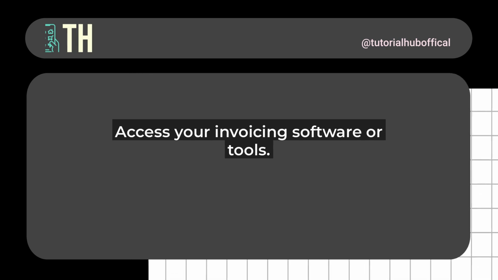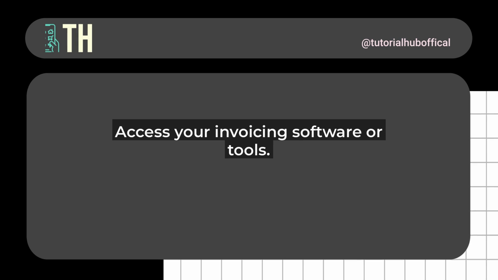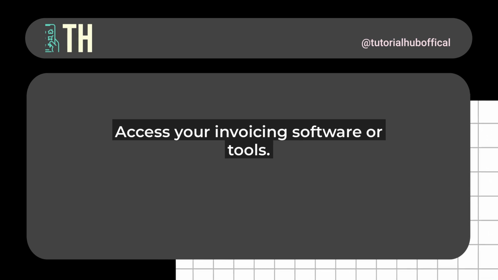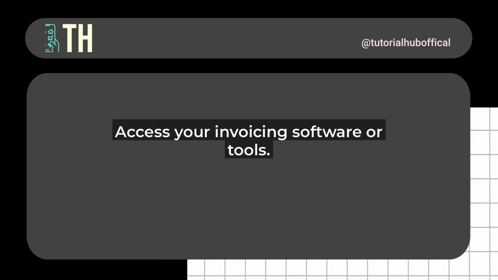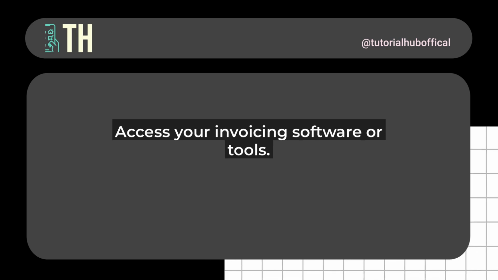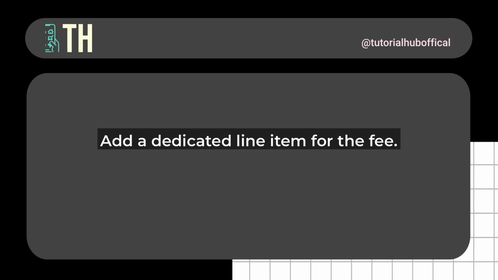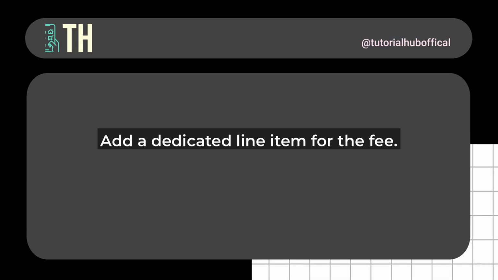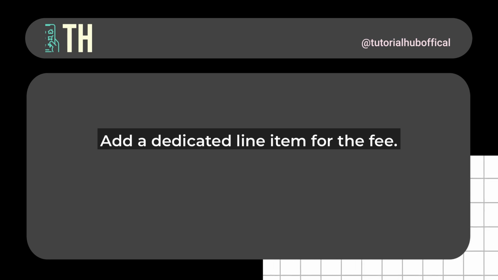Now, let's get into the steps. Step 1. Calculate the exact fee. Log into your PayPal account and check the fee for the specific transaction. For example, if your invoice total is $100, the fee might be about $3.49. Double-check this based on current rates.